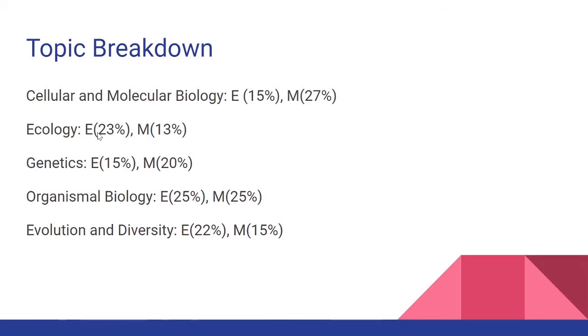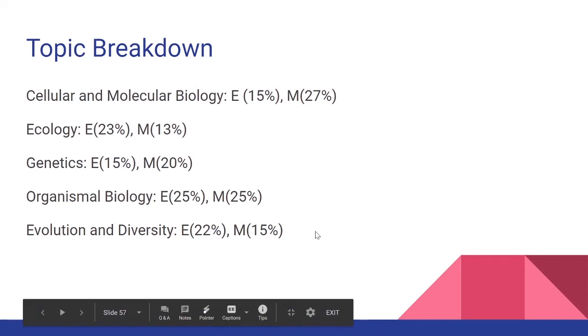Ecology, you're going to have more of it if you choose biology E and less in biology M. Genetics 15% versus 20%, 25% versus 25%. So the organismal biology, that's about organs, the heart, the lungs, everything. It's just a quarter. It's pretty much the same. Evolution and diversity, you're gonna have more of it in ecology because that relates to ecology, and less in microbiology.